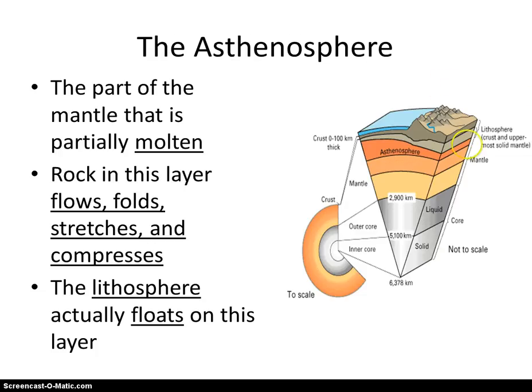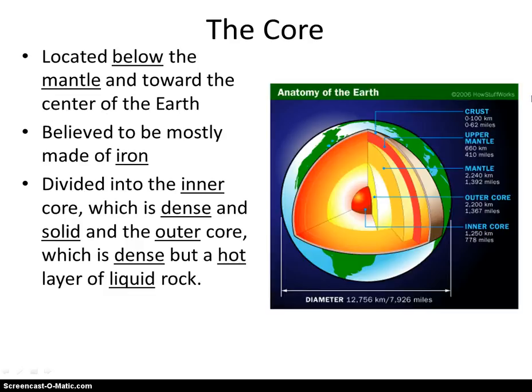Now the last part is the core. The core is located below the mantle, towards the center of the Earth, and it's made mostly of iron. It's divided into the inner core, which is dense and solid, and the outer core, which is dense, but it's also a hot layer of liquid rock.